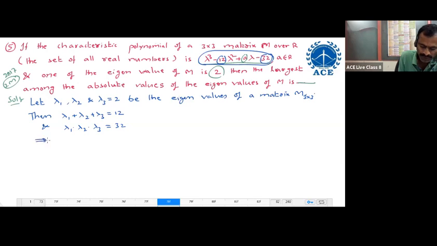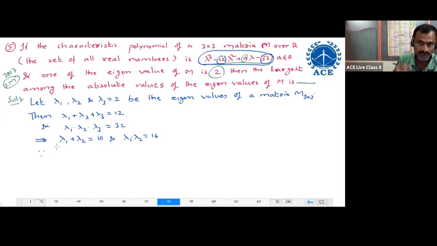From these two, we write the equations as lambda 1 plus lambda 2 equal to 12 minus 2, that is 10. And lambda 1 into lambda 2 equal to 32 by 2, that is 16. So we know the sum of the two numbers and the product of the two numbers. Now we can solve these two equations for lambda 1, lambda 2. Then we get all three eigenvalues. We can use any method to find the eigenvalues.